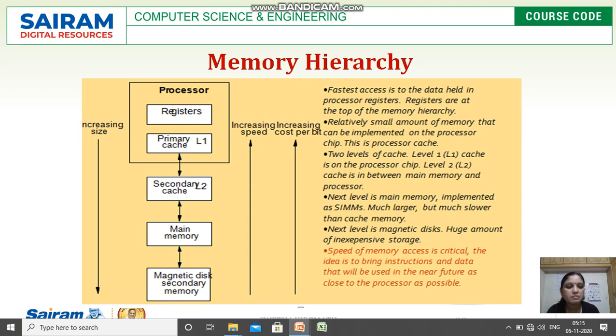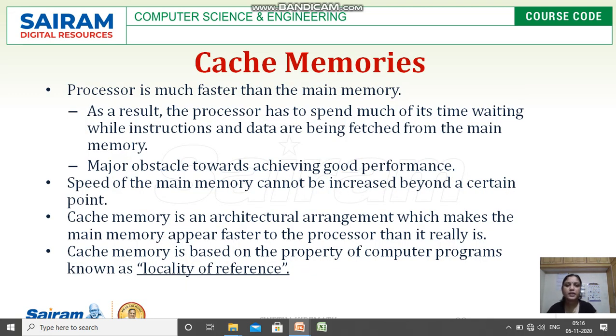The next level is main memory, implemented on SIMMs. Already you know what SIMMs are: single inline memory modules. It is much larger than cache memory, but slower than cache memory. The next level is magnetic disk, a huge amount of inexpensive storage. Speed of memory access is critical. The idea is to bring instructions and data that will be used in the near future as close to the processor as possible. So this is about the memory hierarchy and how the different types of memories are arranged in the computer system.